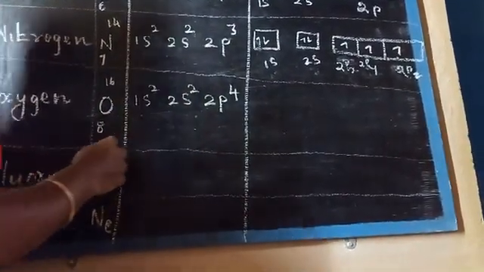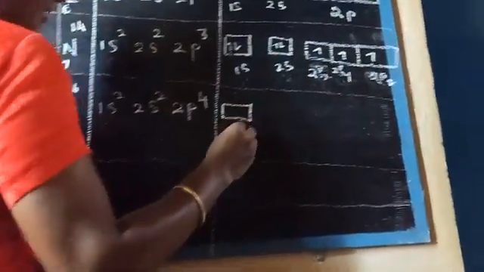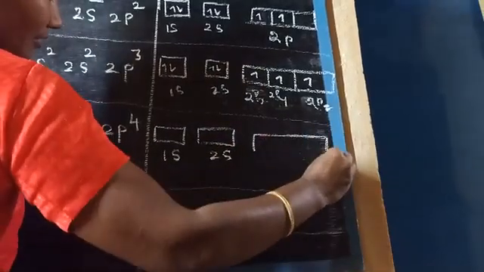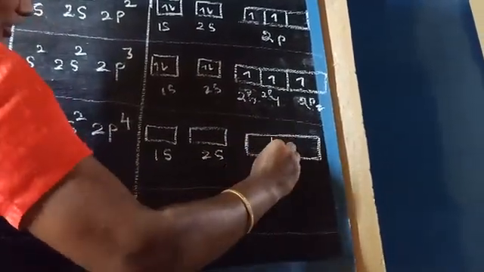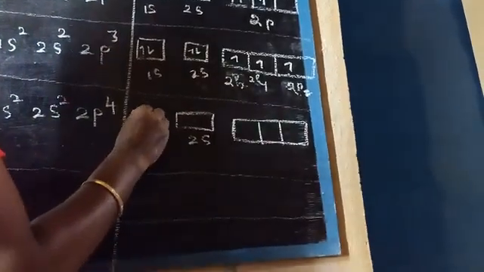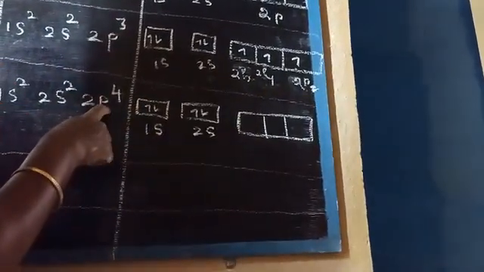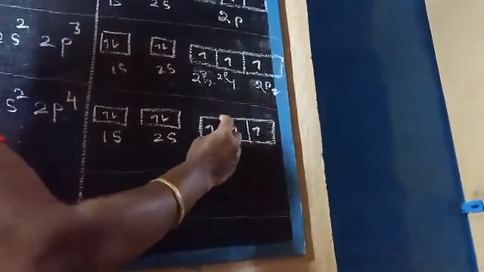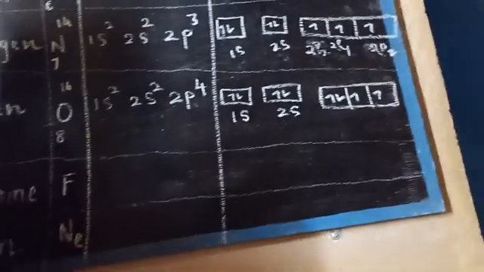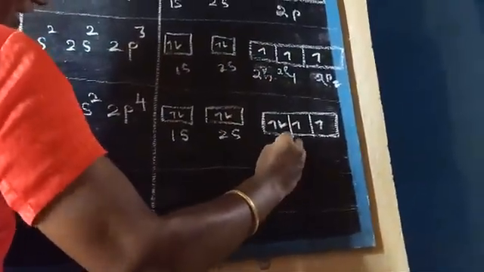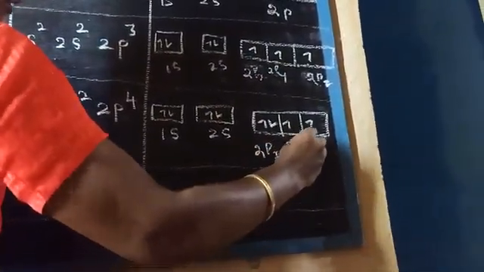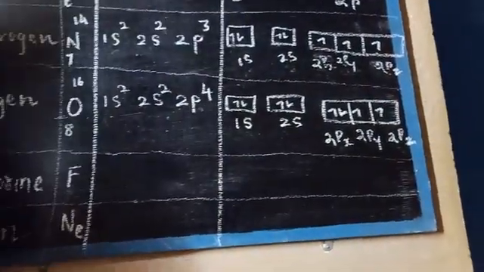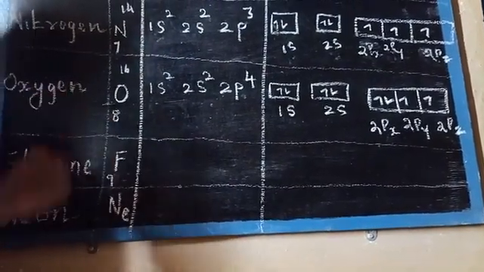That's all. Okay, so here 1s, 2s and 2p. According to the rule, here 2 electrons, here 2 electrons, here 4 electrons. So first singly occupy the electrons: 1, 2, 3, and the fourth electron starts pairing. As like that 2px, 2py and 2pz.